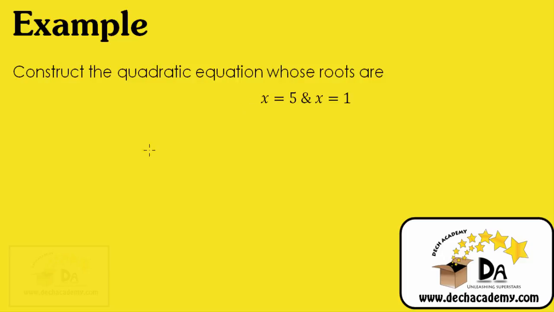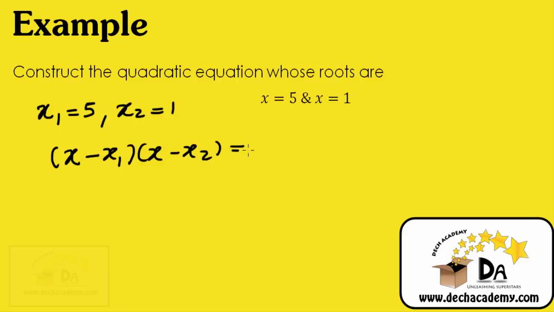So now let's take a look at some examples. We're required to construct the quadratic equation whose roots are x equals 5 and x equals 1. So what I'm going to do first is say, well, let x1 be 5, one of the roots, and let x2 be 1. And I know that the quadratic equation whose roots are x1 and x2 is given by (x minus x1)(x minus x2) equals 0.